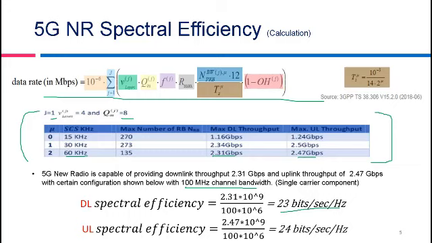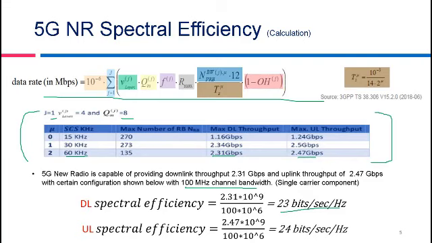So as a conclusion of these spectral efficiency calculations, we can clearly see that 5G is more efficient in terms of spectrum utilization, because if we compare downlink of LTE and downlink of 5G here, we can clearly see that LTE was able to give a spectral efficiency of 15 bits per second per hertz in the downlink, whereas with 5G I'm able to achieve 23 bits per second per hertz.